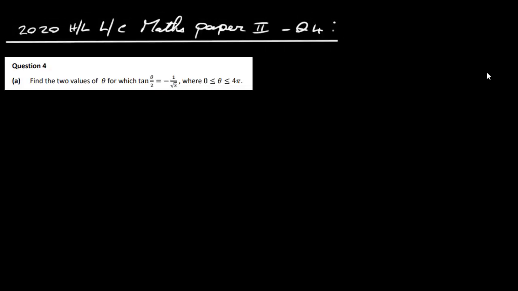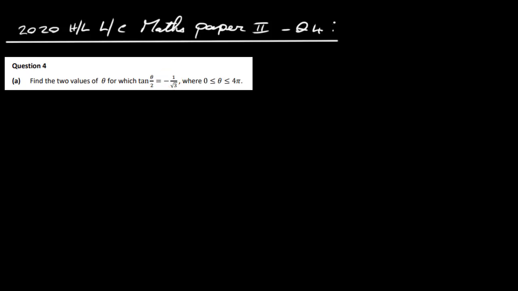So this is the 2020 Higher Level Leaving Cert Maths Paper 2, question 4. So you've got to find the two values of theta for which tan of theta over 2 is equal to minus 1 over root 3, and theta is between 0 and 4 pi. Okay, so let's just have a look at this first, this 1 over root 3.